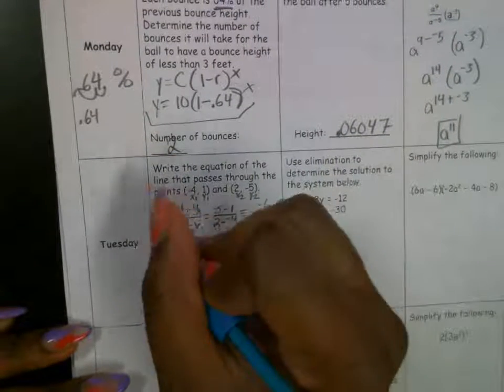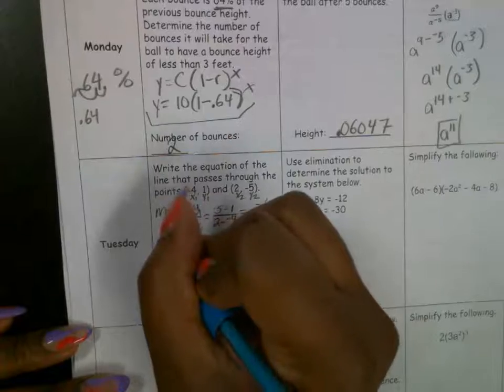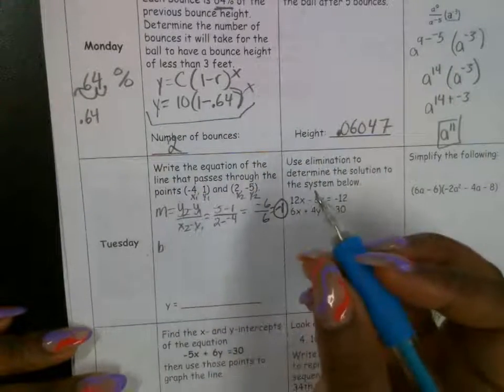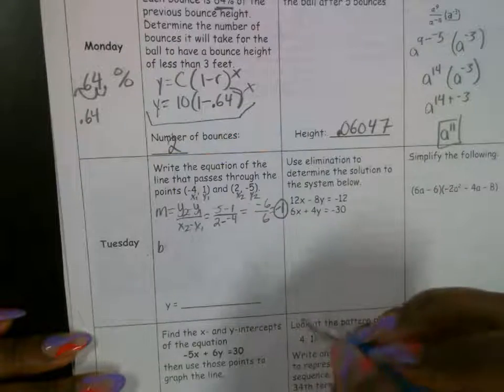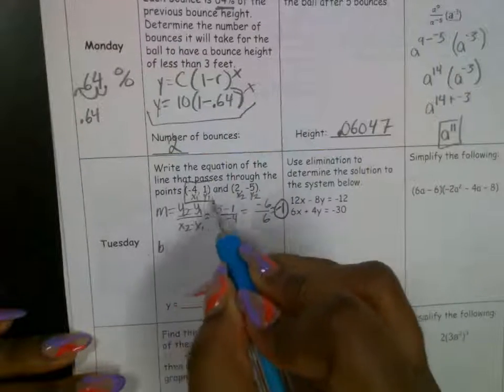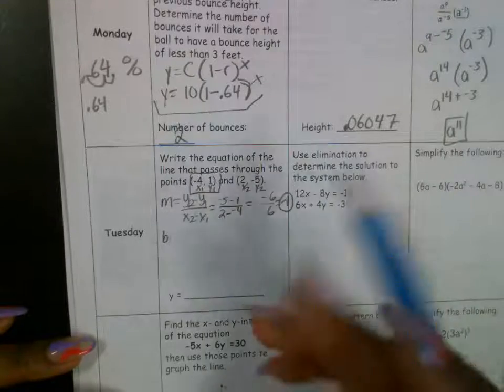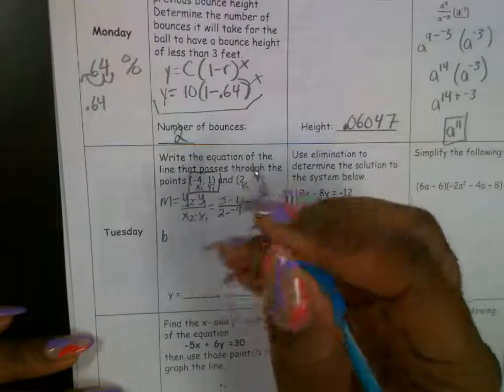So now I got to find b. What do I use to find b? One of the points. Which one do you want to use? The first or the second? I think the first one's good. They both are kind of easy, right? All right, so I use that, and what else to find b?